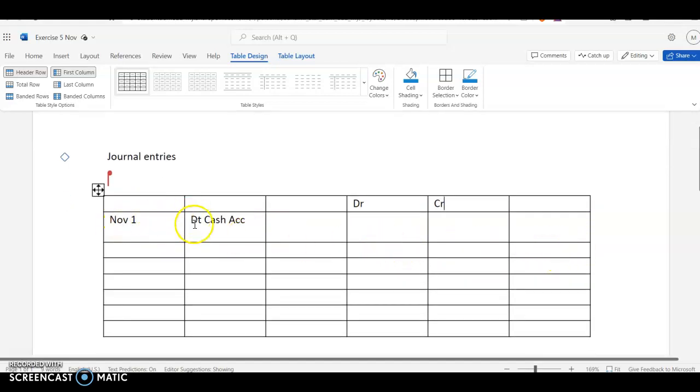So November 1st, debit cash account. Then credit. How much is it?